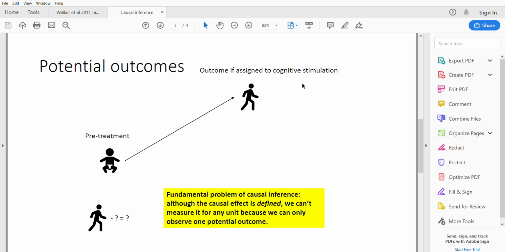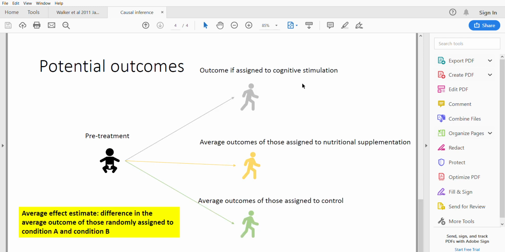However, there is a solution to this, or at least a partial solution to this. So instead of focusing on the causal effect on any given unit, we tend to focus instead on the average causal effect, the average causal effect across all units in the sample. And the way that we're going to estimate that average effect is we're going to take the average outcome of units who are assigned to cognitive stimulation minus the average outcomes of those who are assigned to nutritional supplementation, and that will give us an estimate of the average causal effect of cognitive stimulation versus nutritional supplementation.